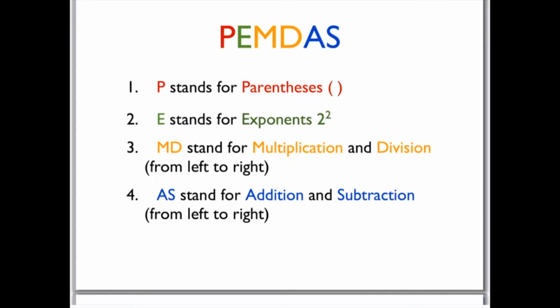Lastly comes addition and subtraction, noted by AS. And again, we want to do it from left to right. So if we have a problem like 4 plus 3 minus 2, then we'll always start with the left and get 7 here, and then subtract 2 to get 5. So again, PEMDAS stands for parentheses, exponents, multiplication and division, and addition and subtraction, PEMDAS.